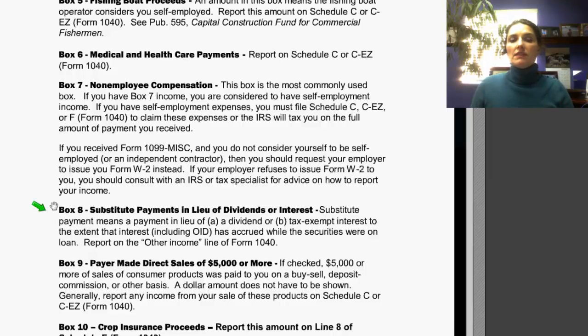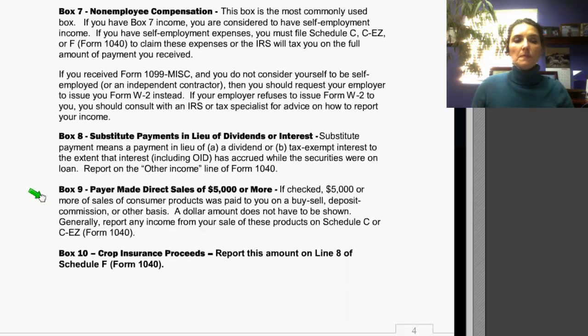Box 8, substitute payments in lieu of dividends or interest. Substitute payment means a payment in lieu of a dividend or tax-exempt interest to the extent that interest, including original issue discount, has accrued while these securities were on loan. You should report this amount on the other income line of Form 1040.